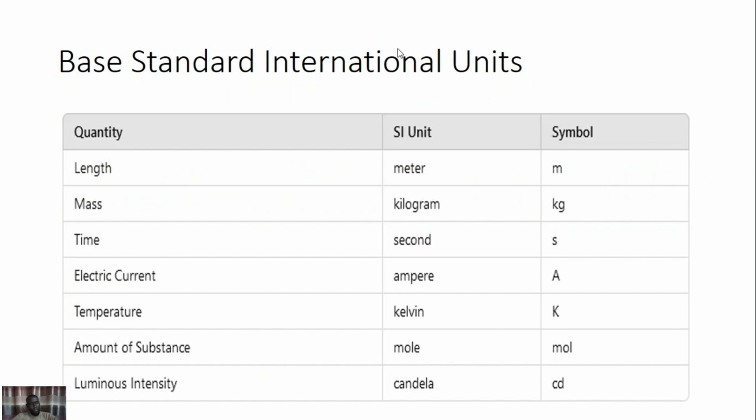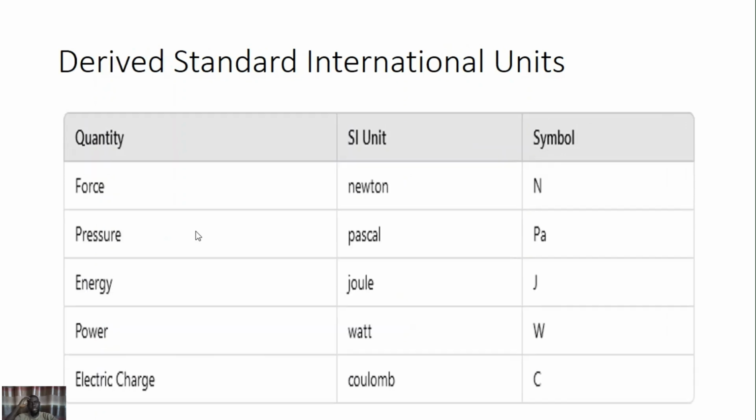Now, what are the standard international units that are available? We have the base standard international units, which are listed below. We see length is measured in meter, mass is measured in kilogram, time is in seconds. So these are standard international units, meaning that anytime you measure, this is the unit in which you should express your measurement because it is the standard international unit.